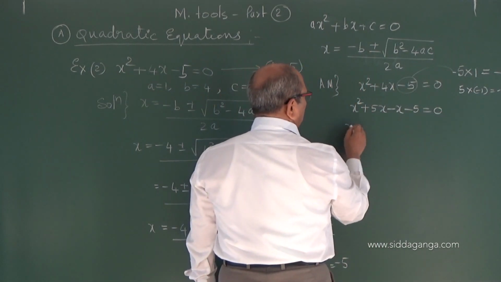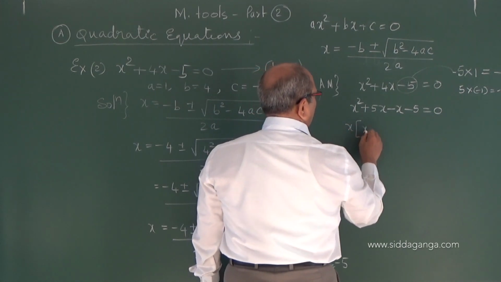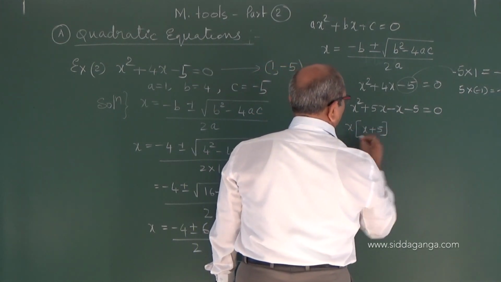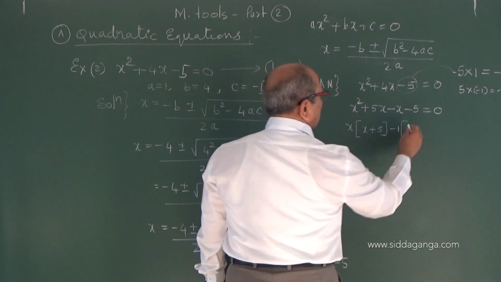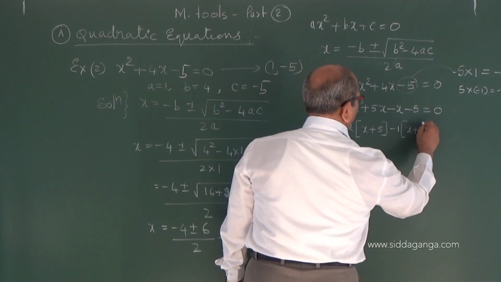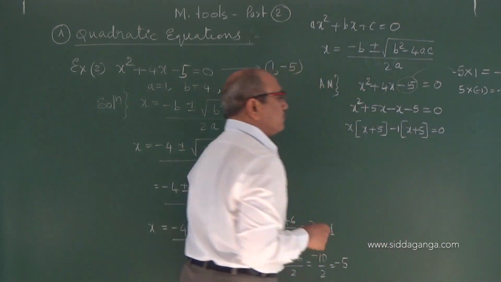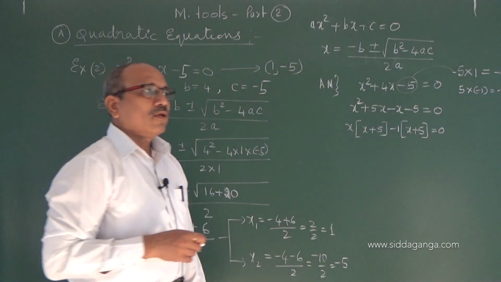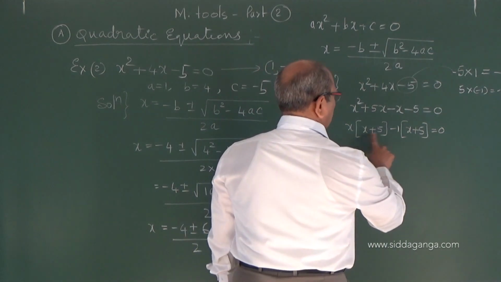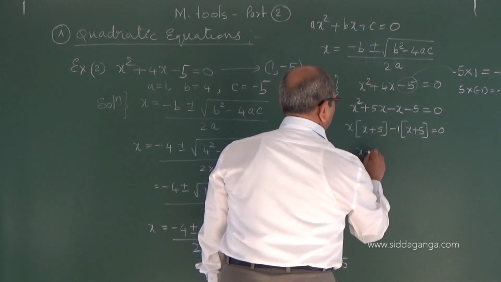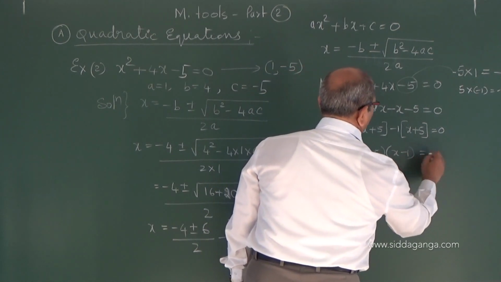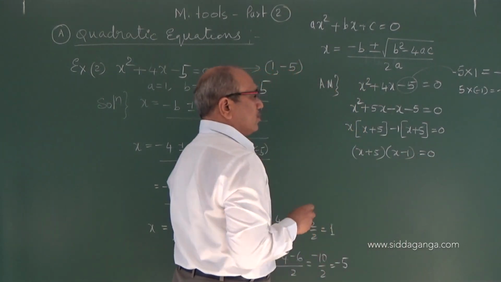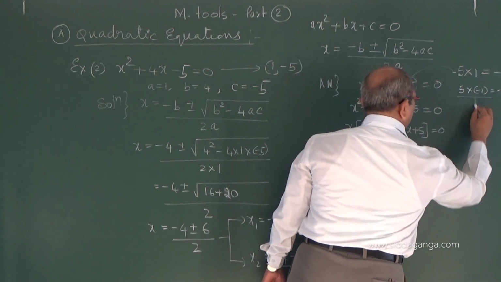And this, if I bring x outside, x plus 5 minus 1, if I bring outside, this again is x plus 5 equal to 0. And thus, solving again, x plus 5 into x minus 1 equal to 0. By seeing this, we can directly write this equation.